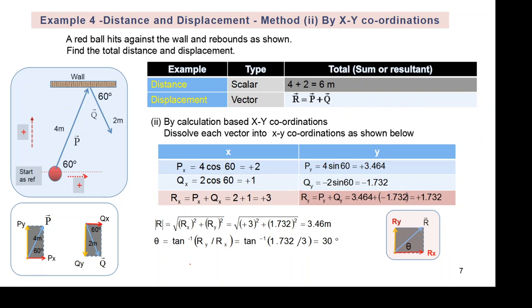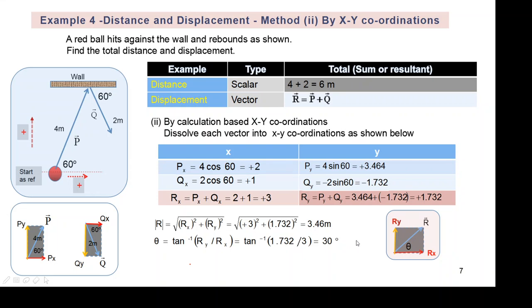So in order to get the resultant, we add these two values for the x coordinations and the y coordinations. Subsequently, we get Rx equal to plus 3, Ry equal to plus 1.732. We redraw the diagram as shown at the right-hand corner, and we will calculate the resultant length as well as find out the angle. Here the total length is 3.46 meters, whereas the angle is 30 degrees.